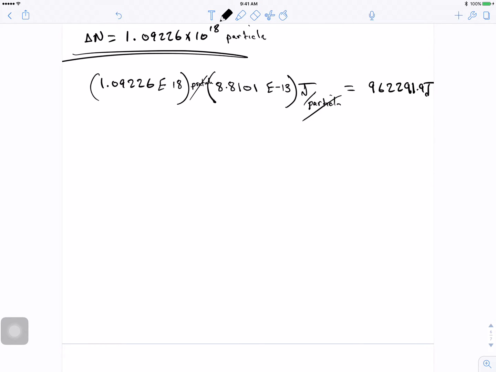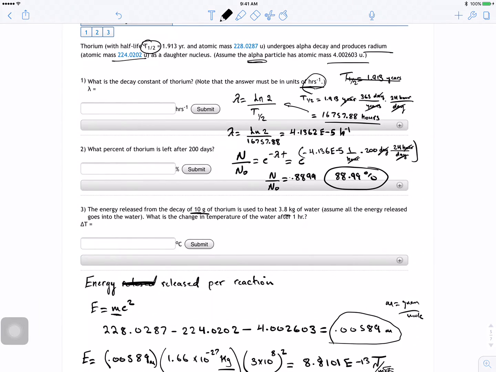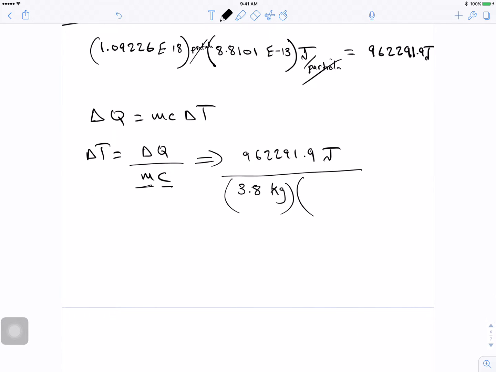So now we're going to go back to thermodynamics. So delta Q is going to be equal to mc delta T. So delta T is equal to delta Q divided by mc. C is the specific heat for the water, and mass is the mass of the water in kilograms. So 9622291.9 joules divided by the mass. The mass in the question was 3.8 kilograms, and then we multiply by c.